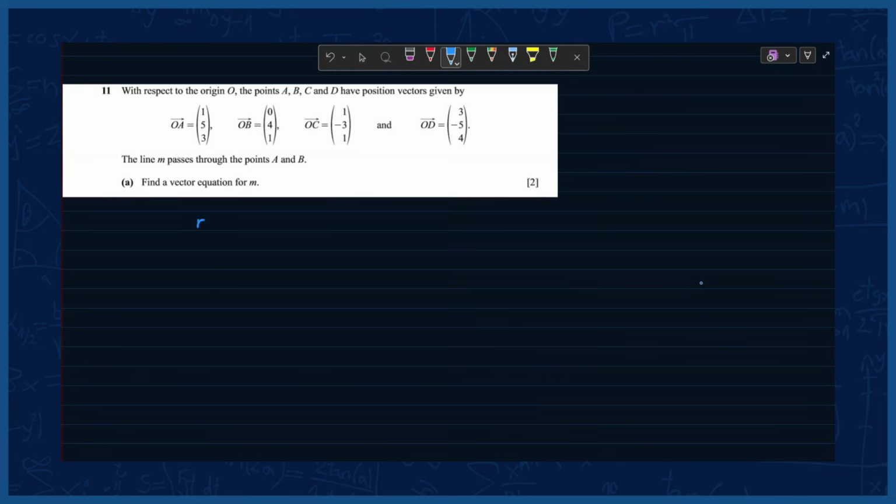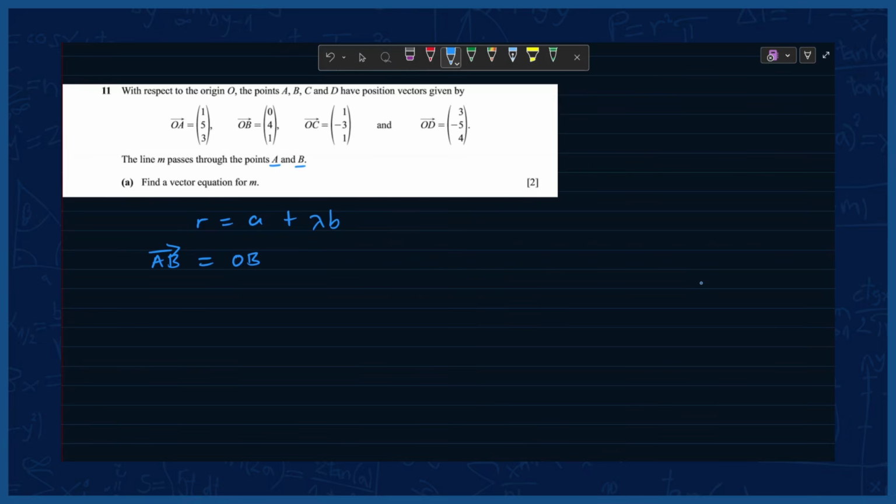So a vector equation is of the form r is equal to a plus lambda b, where a is the position vector of a point on the line, so it can either be OA or OB, and b is the direction vector of the line. So since our line is going through the points A and B, our direction can be AB. You could also use BA if you want. It's not the same thing, but it still works. Okay, so let's find AB.